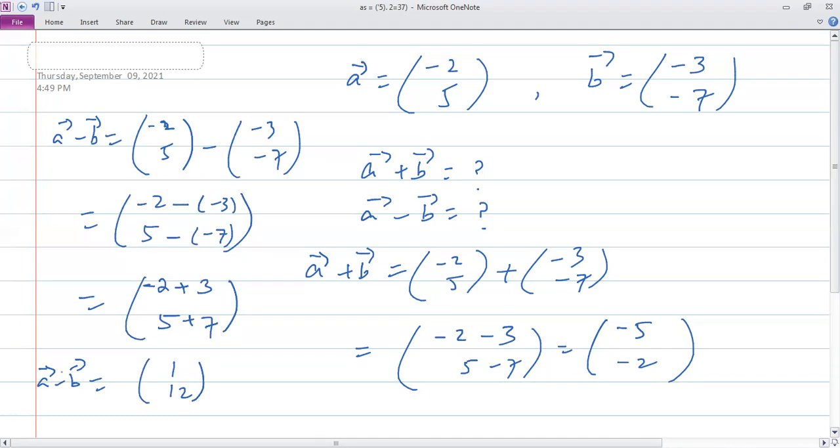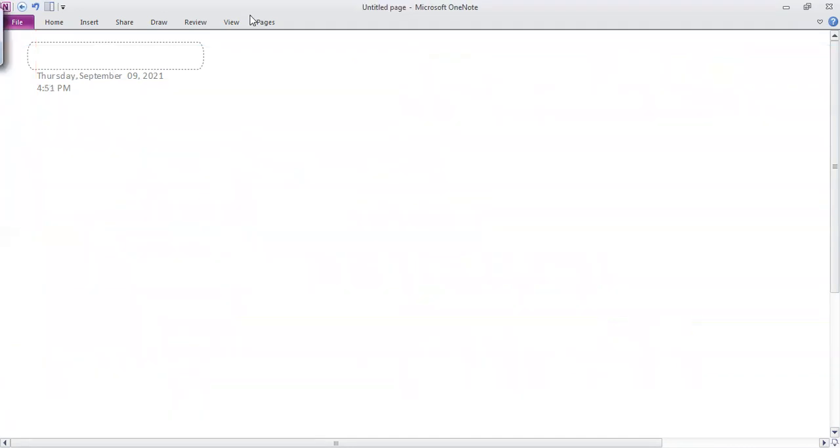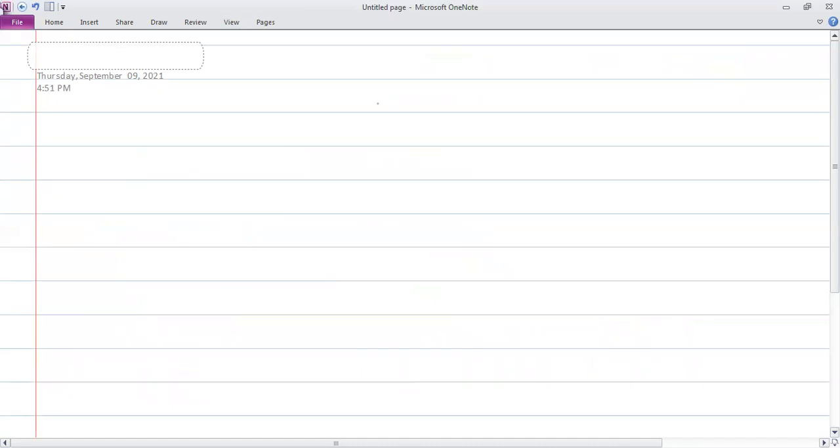Hopefully this is very simple. There will be no problem in understanding this one. Next is, let's say you have a vector A, it's x, y, and you want to find k times A, where k is a constant, like 1, 2, 3, any number. We call them scalars also. These numbers like 1, 2, 3, 4, 5 are called scalars.